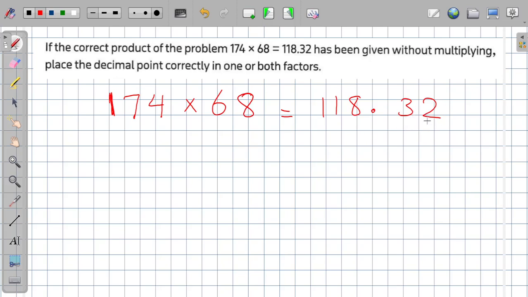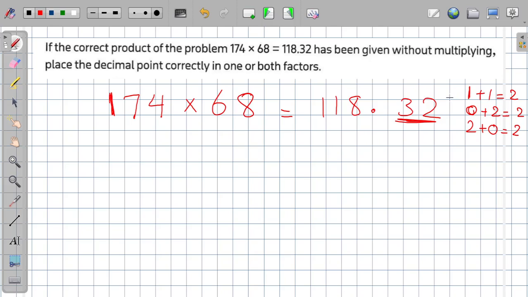Okay. Here I have two decimal places. So what plus what equals 2? Because we know that we add the number of decimal places in the factors to get the number of decimal places in the result. So here I have some decimal places, and here I have some decimal places, and here I have 2 decimal places. So what plus what equals 2? I have 1 plus 1 equals 2, or 0 plus 2 equals 2, or 2 plus 0 equals 2.